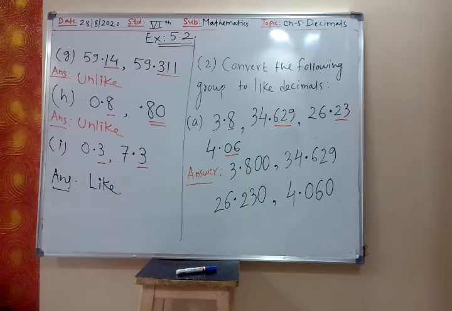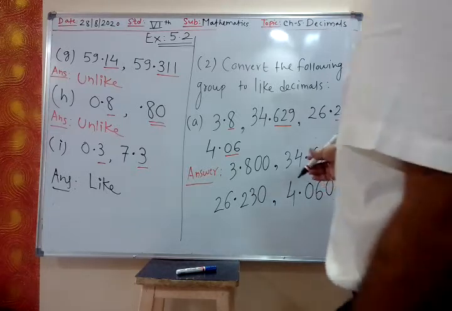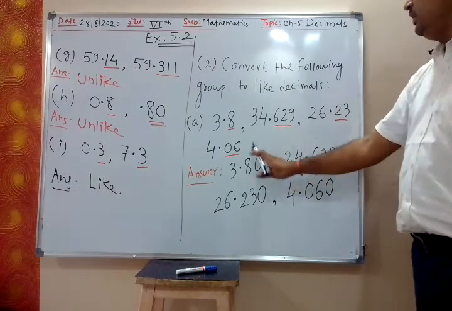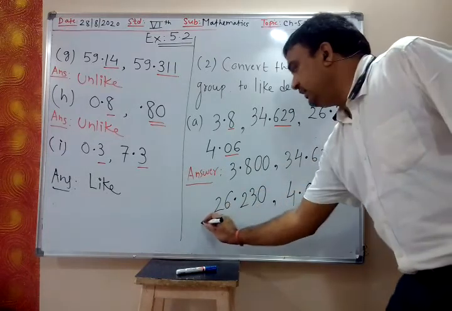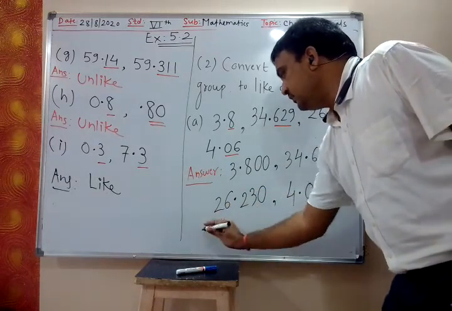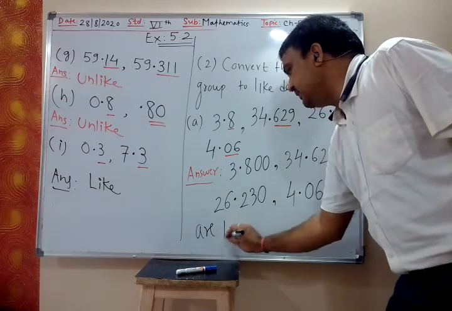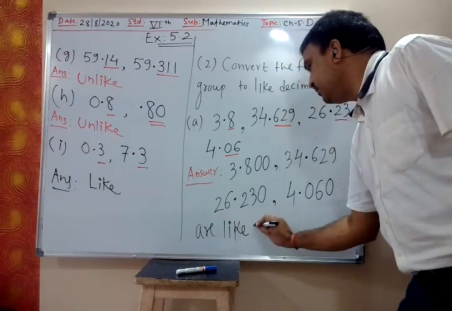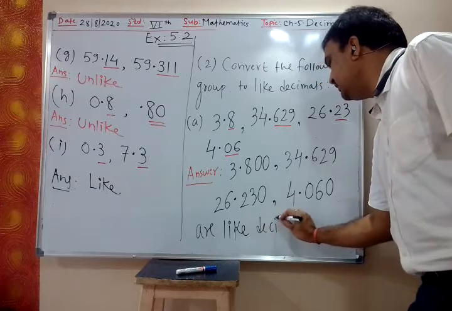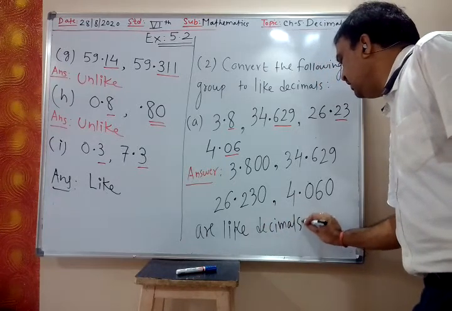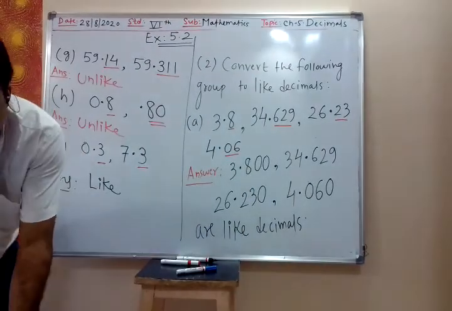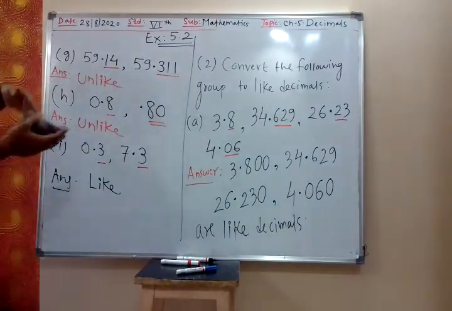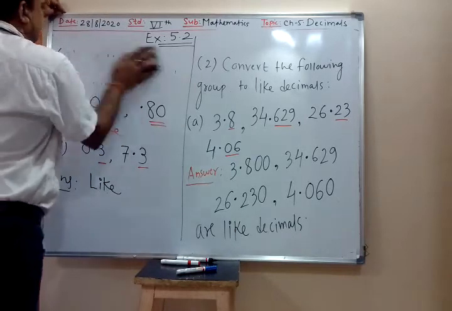We have to make all of them the same. Always add zero to the right of the decimal. Now they are like decimals, because all have 3 digits after the decimal. Yes, right. You have to write.